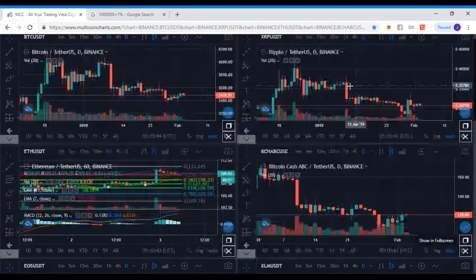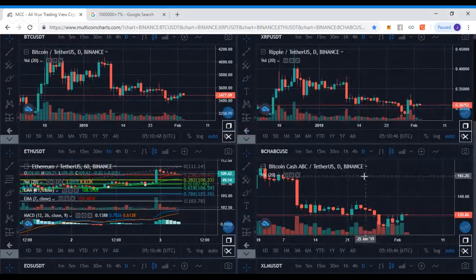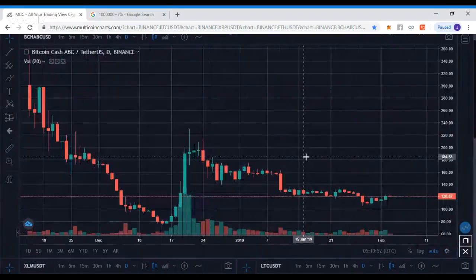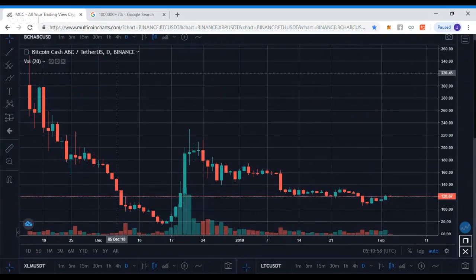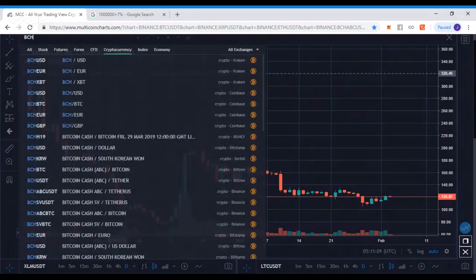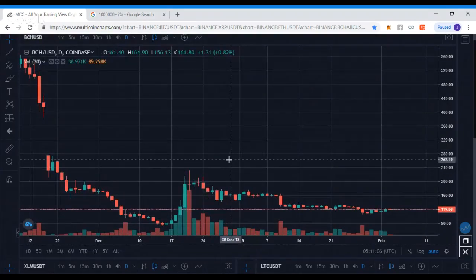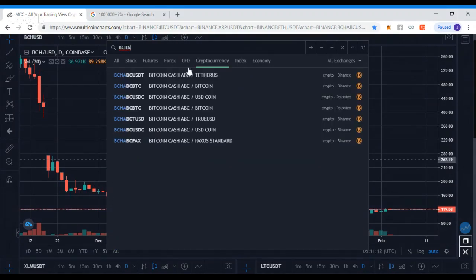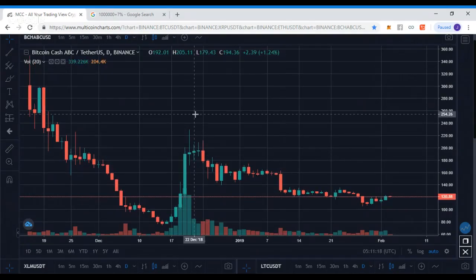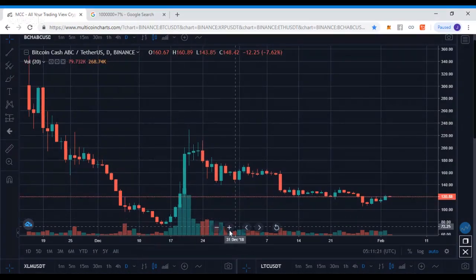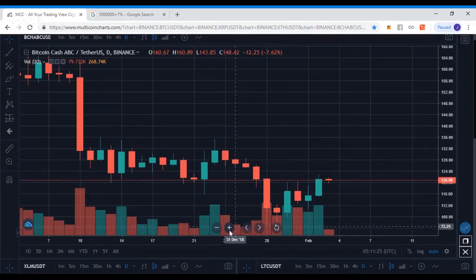Next, we're going to take a look at Bitcoin Cash ABC. Do we look at Bitcoin Cash or Bitcoin Cash ABC? Let me see something real quick. Let's look at BCHUSD and see what the difference is. We're looking at Bitcoin Cash versus USD on Coinbase. Okay, not BCHA. So what we're going to do is look at Bitcoin Cash ABC versus Tether US on the Binance exchange market. It's more accessible to everyone than Bitcoin Cash is, so I would rather look at that one.